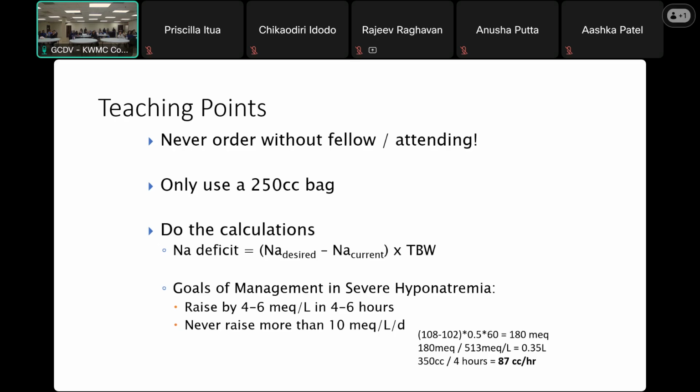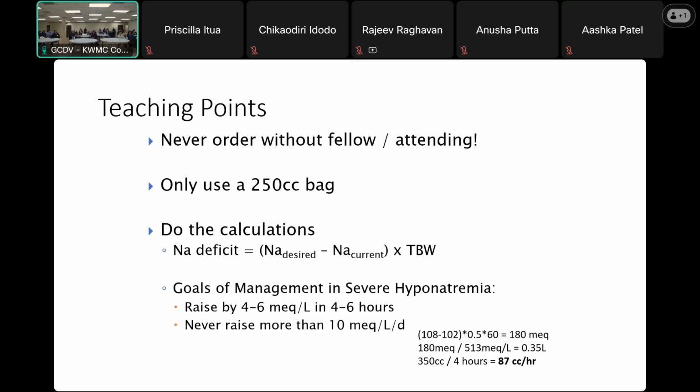There is the calculation. I won't run through it here because most people just put it on the calculator and figure it out. But it's a pretty straightforward one. You just multiply. So for this patient, you want to go up by 4 to 6 in 4 to 6 hours. And if there's severe hyponatremia, usually you want to keep them there for a full 24 hours before correcting even more. So just plugging in the numbers there, if you want to get them from 102 to 108, you can multiply 108 minus 102 times the total body water. That tells you how many milliequivalents of sodium they need. So for this patient, they need about 180.